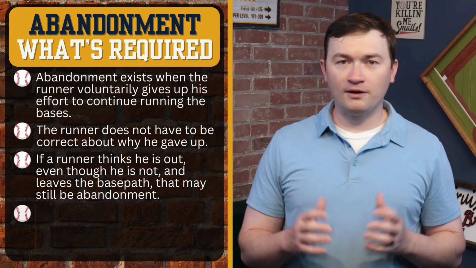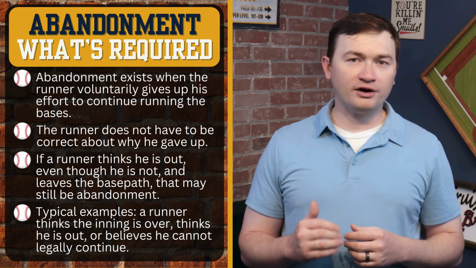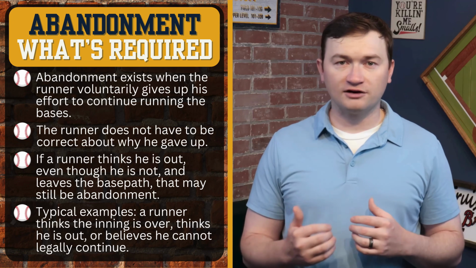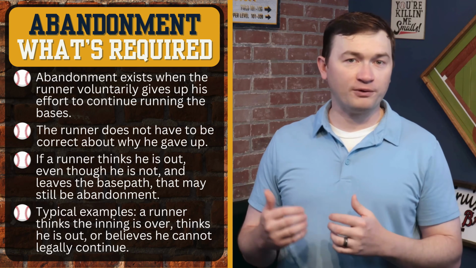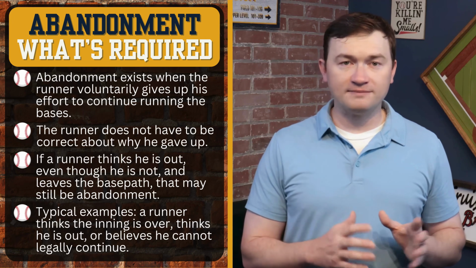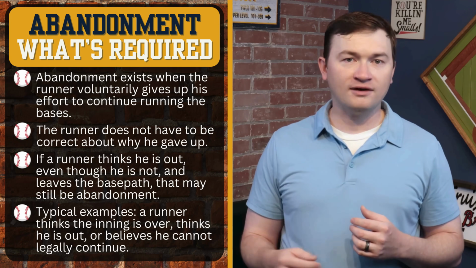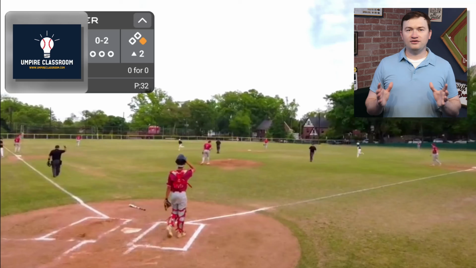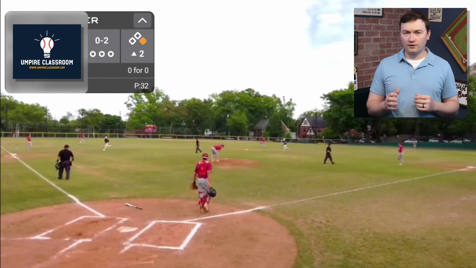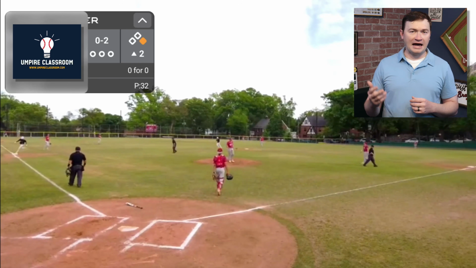So the typical abandonment play is a runner who thinks the inning is over and starts heading back to the dugout, or a runner who thinks he has been put out, even though he is not, and leaves the base path because he believes he cannot legally continue advancing. That is the type of action we are looking for. In our play, that does not happen.